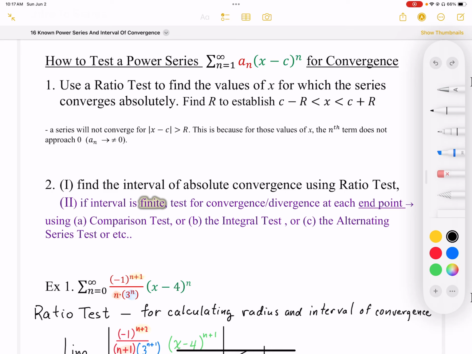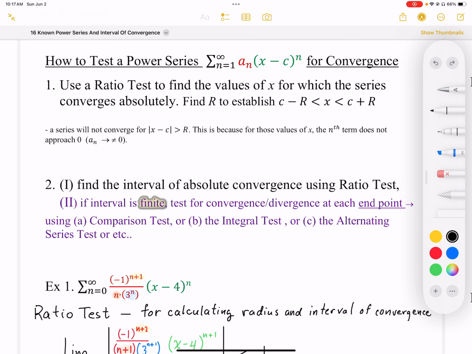How to test the power series for convergence. So we're going to look at these power series where we have the x minus c to the power n, the power series part centered at c, and then we have the an part, which is our infinite series. And together, that series together, we're going to test for convergence. To do this, we're going to use a ratio test.